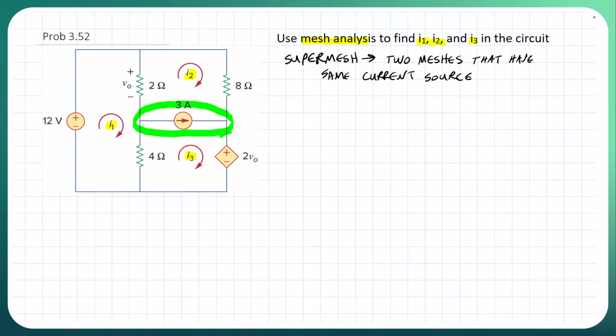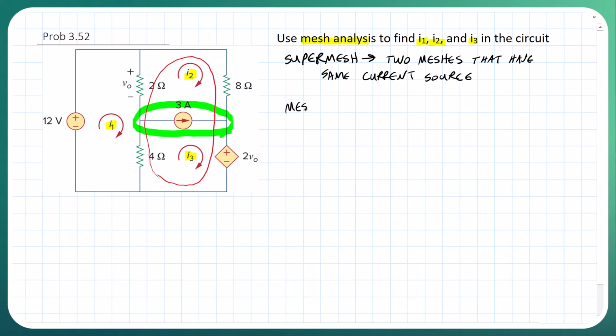So what we can do is we can treat, so currently we have mesh I2 and mesh I3, so we can treat this all as one mesh like this. Okay, however we'll keep I2 at the top and I3 at the bottom. So how do we deal with that? I just keep that on the side for now. Let's go to mesh 1, which is the one on the left side, and just do straightforward mesh analysis.